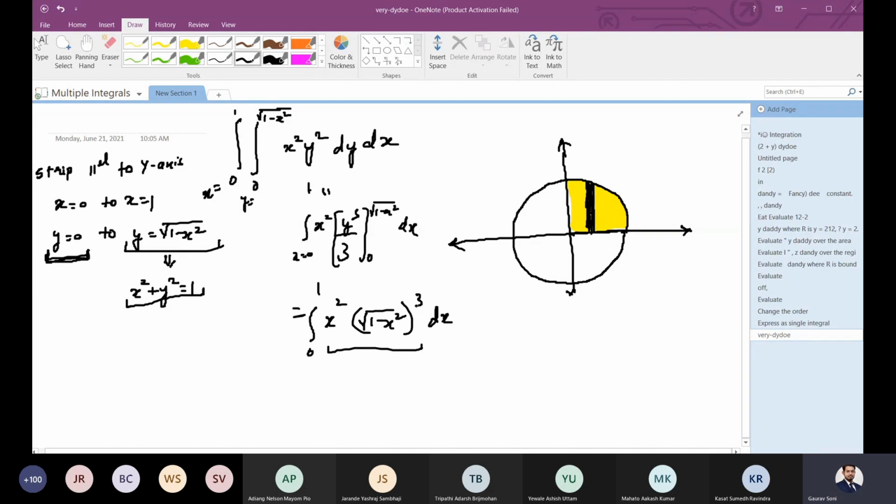Yes, anyone? We put x equal to sine theta. So this will become 1 minus sine square theta, cos square theta, and under root will get cancelled out. So limits are going to be 0 to pi by 2, sine square theta cos cube theta, and this will be cos theta d theta. Now this you can solve using reduction formula.